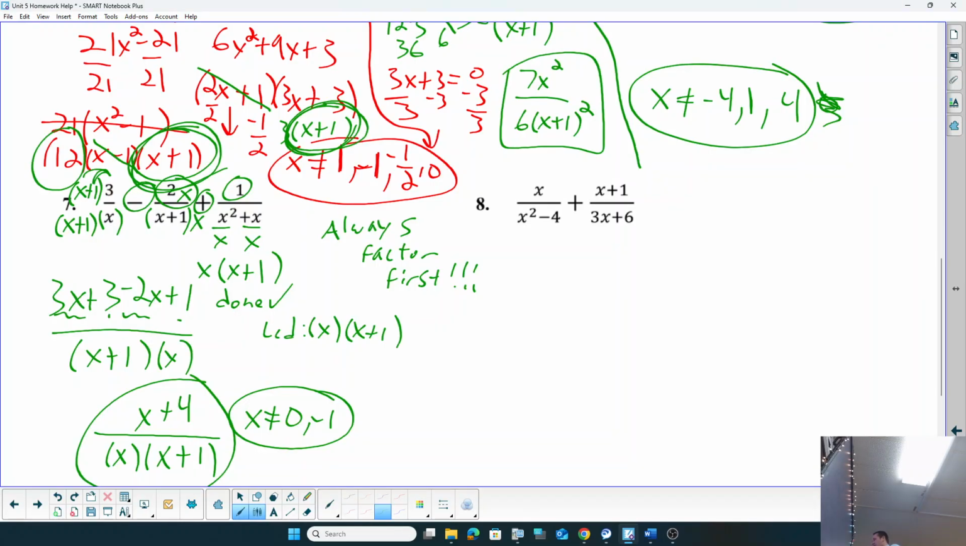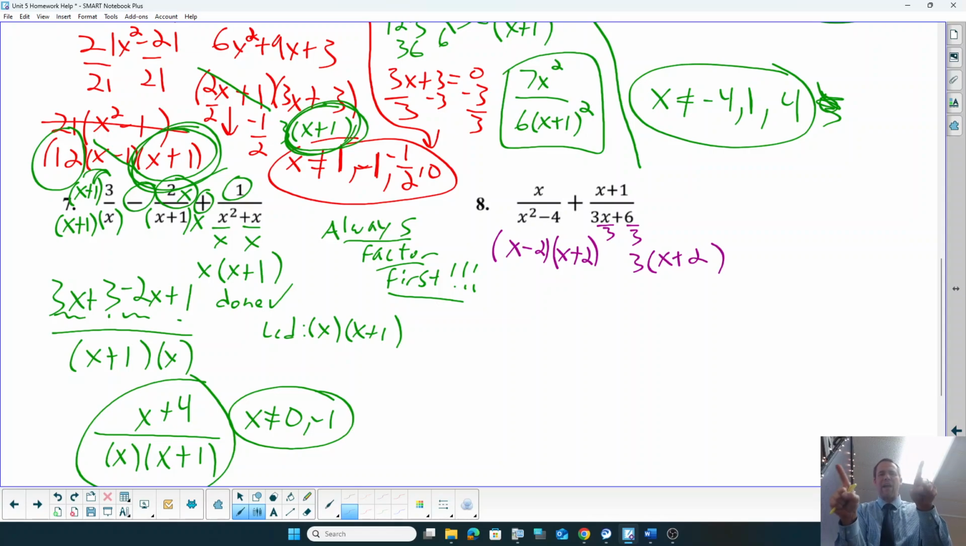All right, you guys. So then we left out with number 8 now. Always factor first. Okay, so x squared minus 4 is going to be x and x, 2 and 2, minus and plus. And then over here, we're going to pull out a 3, so we're left with 3 and x plus 2. So now we have different denominators, so we multiply them by each other to the top and bottom to get a common denominator.